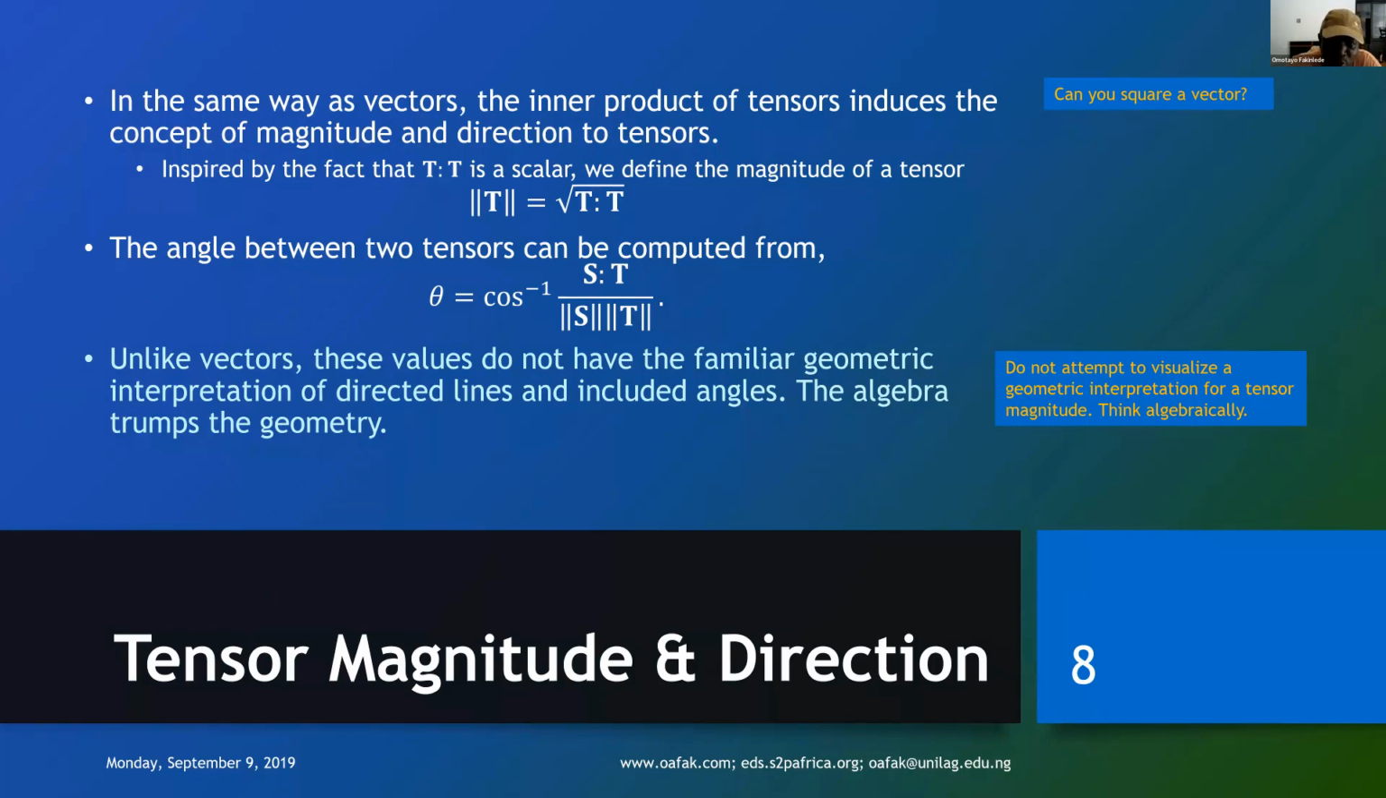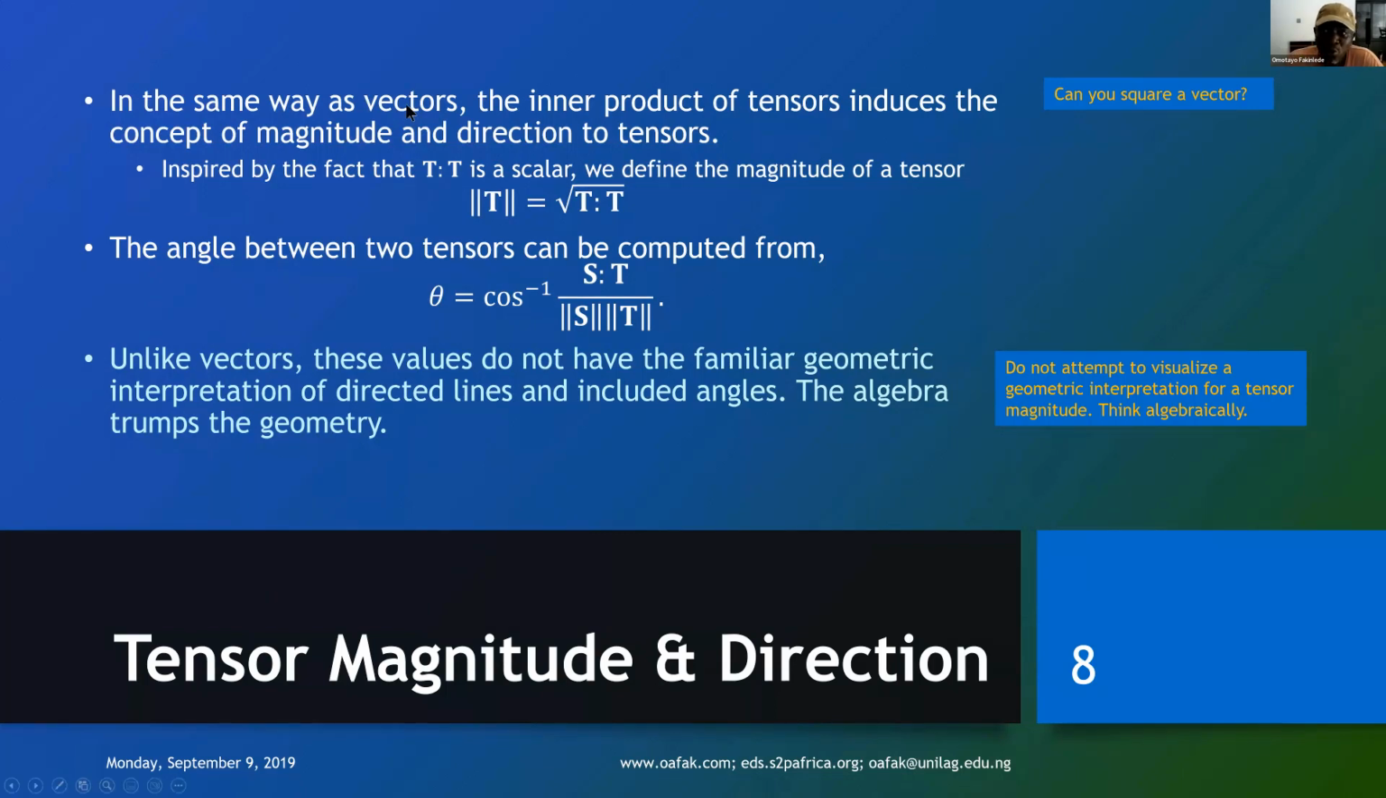A vector can be squared. So squaring vector v is v dot v. V dot v can also be written as v squared. That is a common nomenclature. So you can square a vector, and what you get is the scalar, which is the square of the magnitude of the vector.